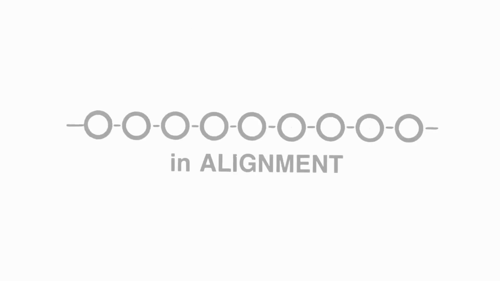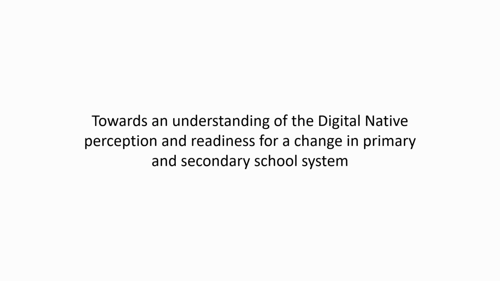The second tip for getting the golden thread right is to perform alignment. To do this, you have to create a criteria for evaluating if you have alignment or not. To create a criteria, you need to have a very clear title. In our example, we will use this one: Towards an understanding of the digital native perception and readiness for a change in primary and secondary school system.